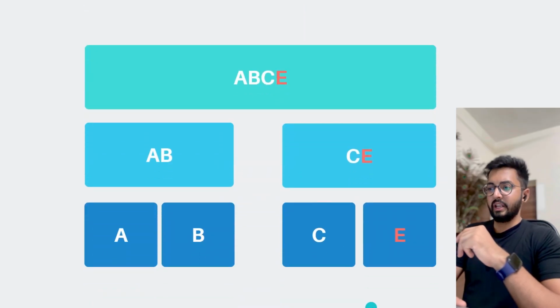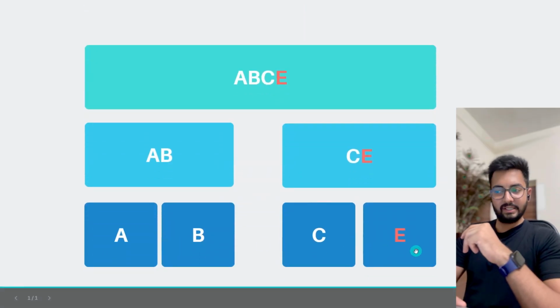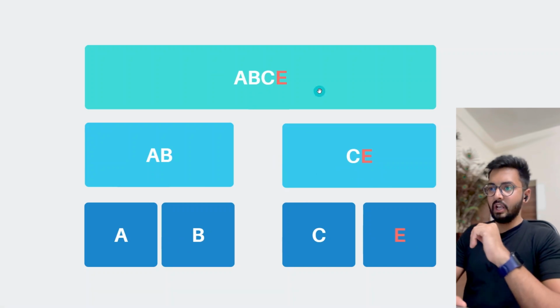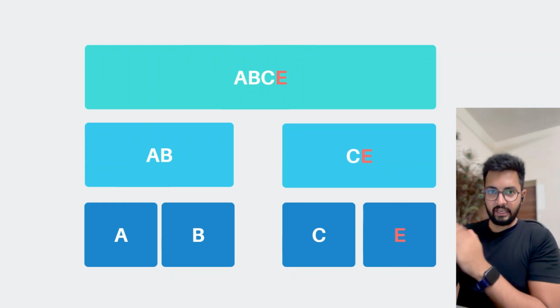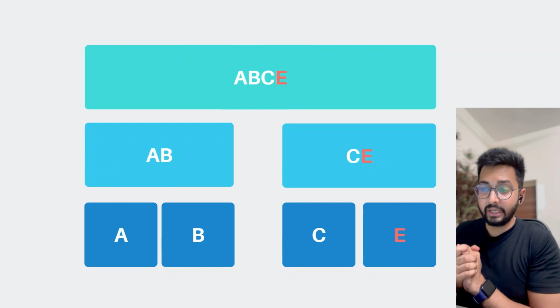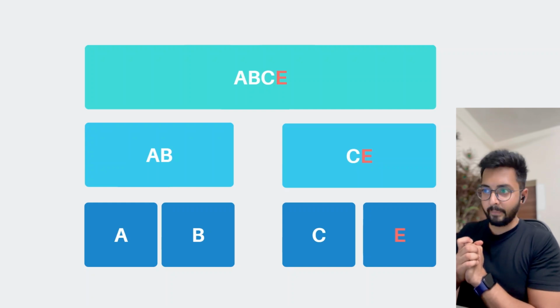So how will it be arranged? It will be arranged in this way: AB, CE, and the root value comes out as ABCE. Only these hashes are stored in the database, not the whole document. So it saves a lot of memory.